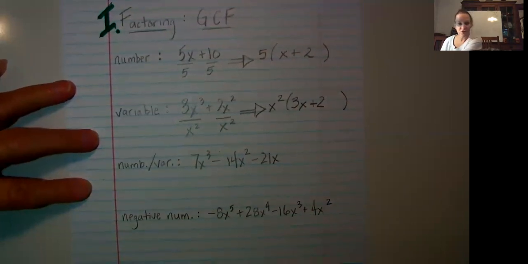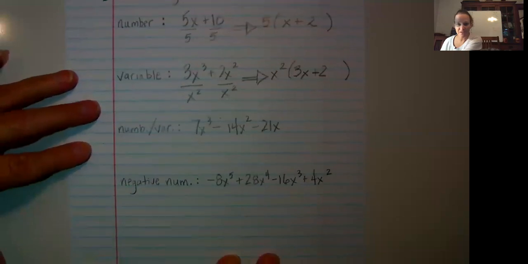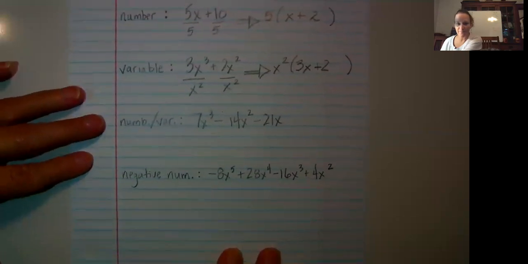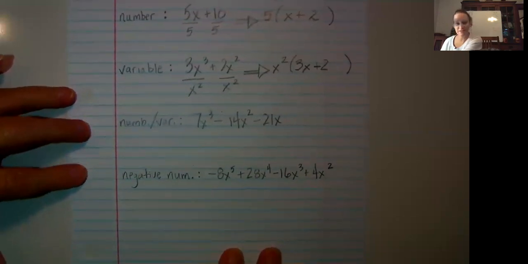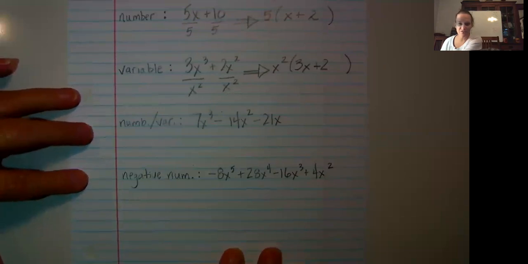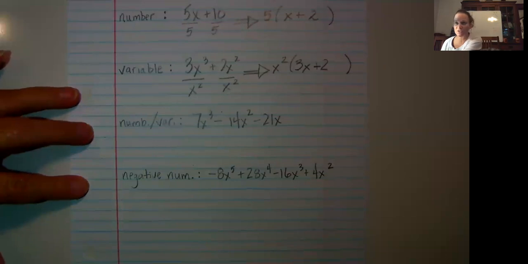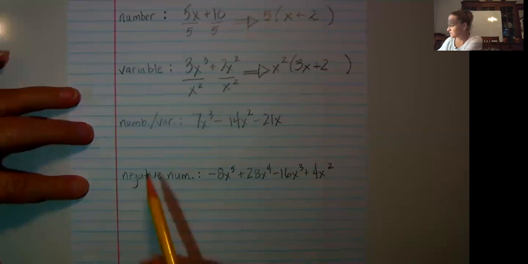Okay, let's see. Third example. My third example here, this one has both a number and a variable in common as far as my GCF. So again, it just all depends upon what's going on in that problem with those coefficients and those variables. So just take a look and see what you have.